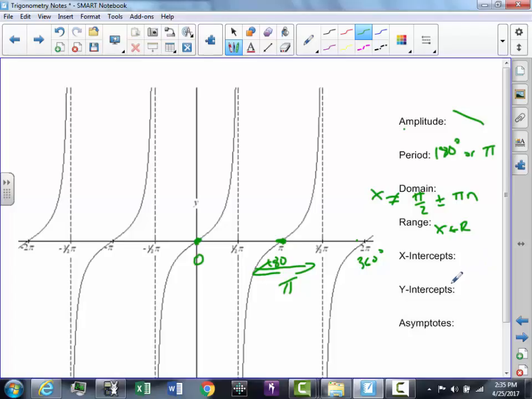Okay, what about your x-intercepts? How many x-intercepts do you have? Infinity. You have an infinite number of x-intercepts because you have one right here, you have one here, you have one here, you have one there, you have one there. So we need to try to find a way to write out all the x-intercepts. Any thoughts?